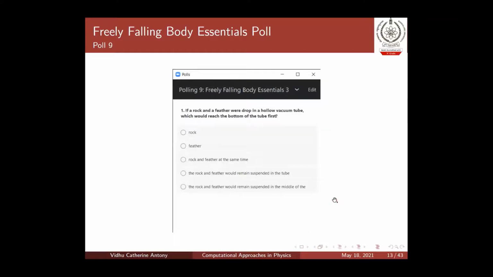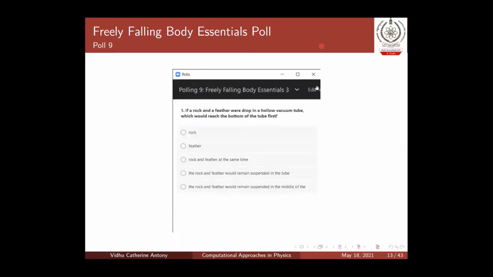the next one. Now we just discussed this. If you still did not answer this, I'm going to be very disappointed. So if a rock or a feather were dropped in a hollow vacuum tube, which would reach the bottom of the tube first? Is it a rock? Is it a feather? Is it rock and feather at the same time? The rock and feather would remain suspended in the middle of the tube.